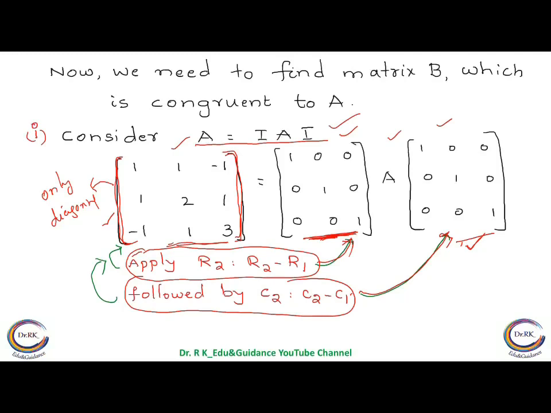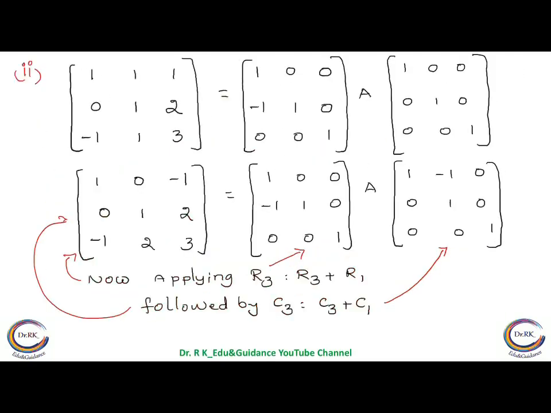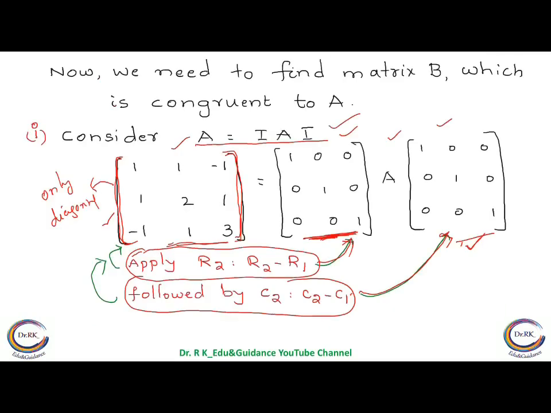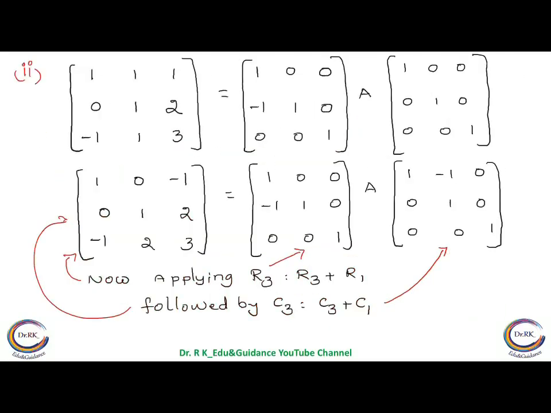So one operation is completed means we have to apply a row operation and a similar column operation, right? Then only we'll get P transpose A equal to B, therefore the matrix B is congruent to A. Okay, so clear? Now we'll see it quickly. So applying as discussed, R2 minus R1 and C2 is C2 minus C1, then we get this matrix.